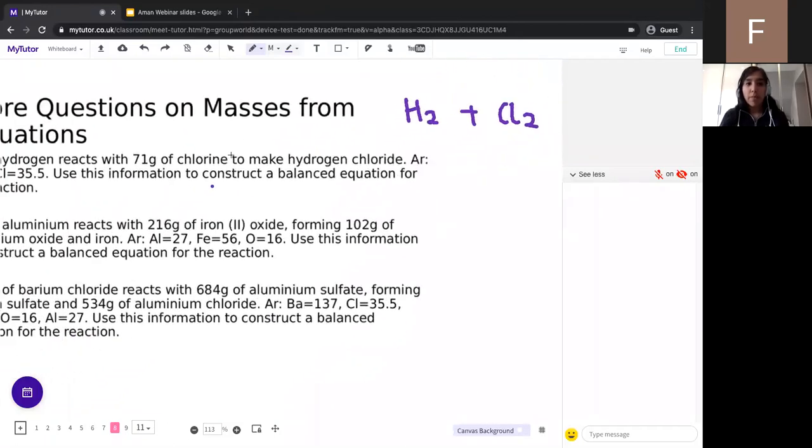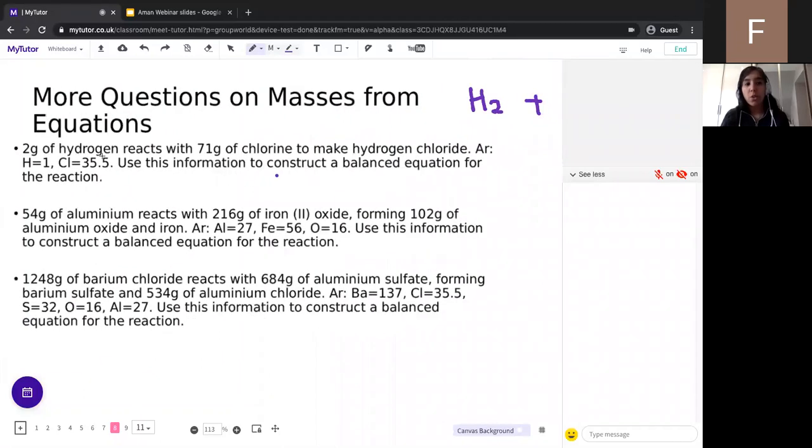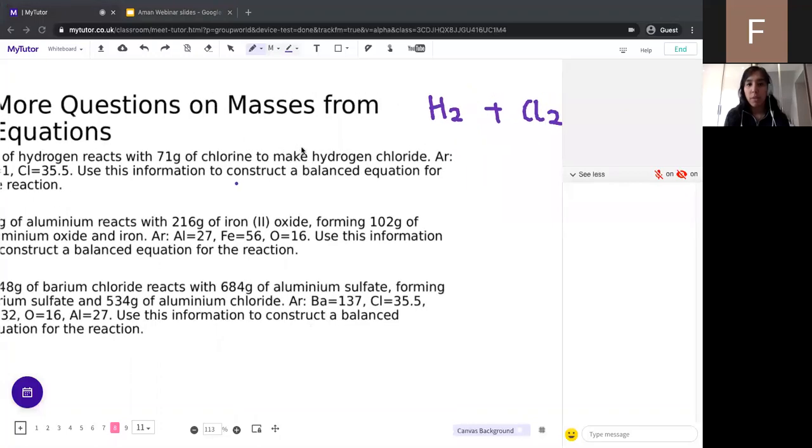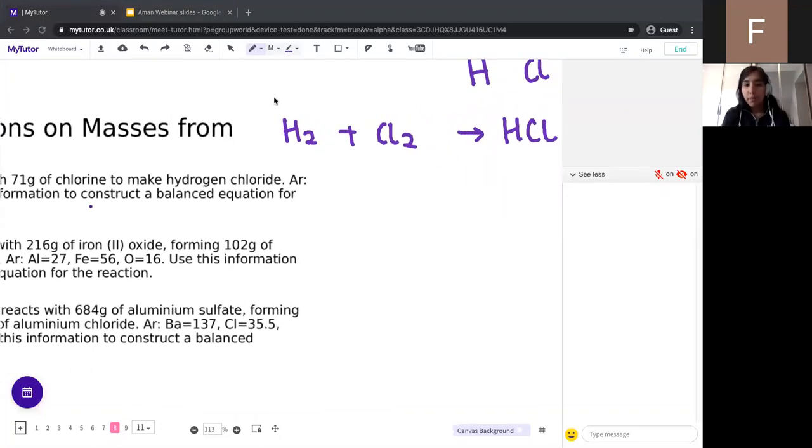So that is our balanced reaction there. To calculate the balanced equation for it, 2 grams of hydrogen reacts with 71 grams of chlorine. Remember, the mass of the reactants equals the mass of the products. So what's the mass of hydrogen chloride formed then? If we've got 2 grams of hydrogen reacting with 71 grams of chlorine, what mass of hydrogen chloride will be formed? Remember that the total mass of the reactants will equal the total mass of the products. So if we've got 71 grams of chlorine, 2 grams of hydrogen, what's the mass of hydrogen chloride formed? Excellent, 73. So this is 2, this is 71, and this is 73.